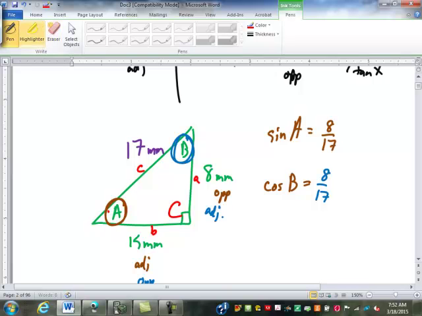Which means they're complementary, they're complements. The word cosine means the sine of the complement. So since B is the complement of A, the cosine of B is asking what is the sine of its complement. In other words, what's the sine of A? So they have to be the same because they're complements.